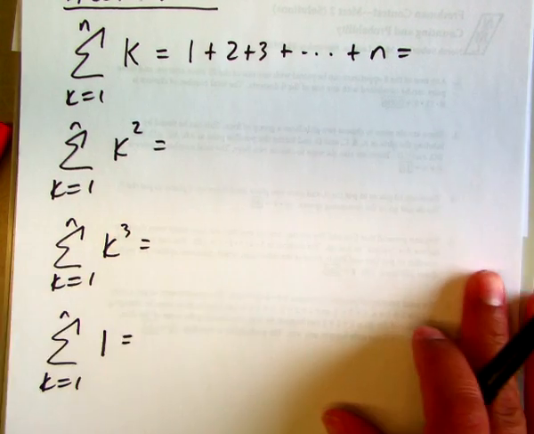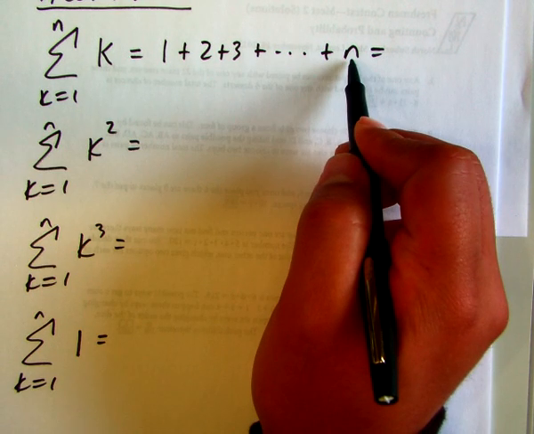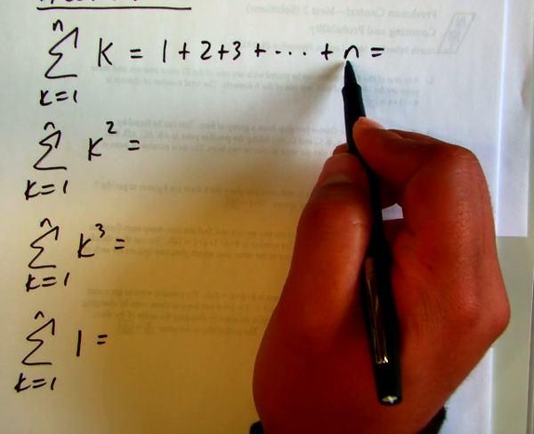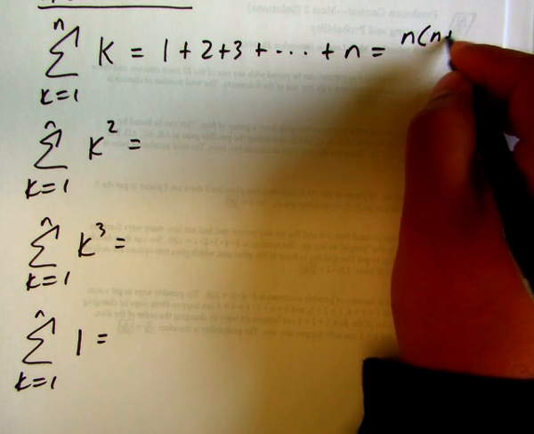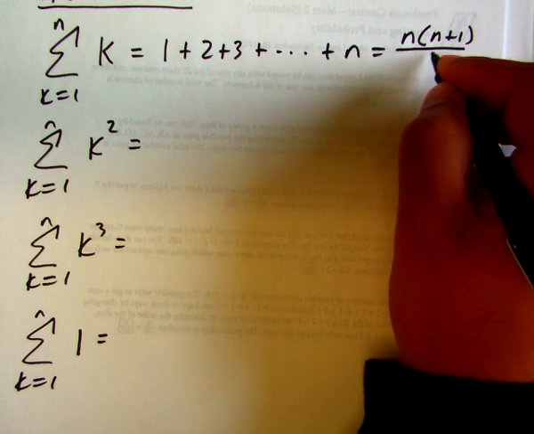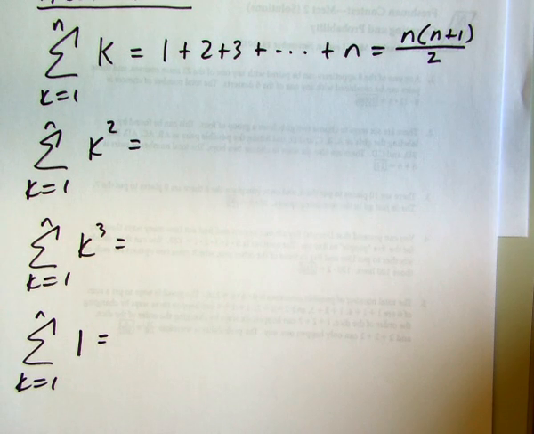The shortcut, instead of actually adding up all the numbers, let's say I had 100 of them, that would take a long time. You could just take the nth number, add 1 to that nth number, divide it by 2, and multiply them together, and you're good to go. Okay?